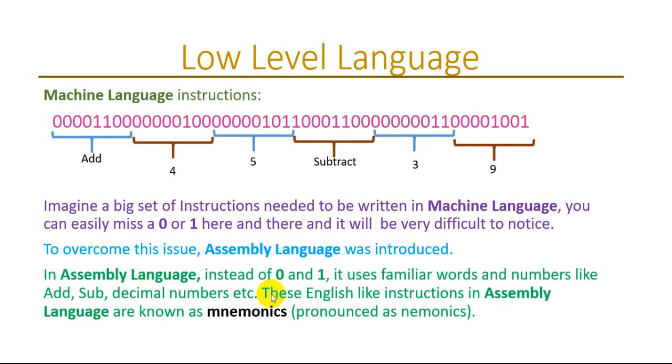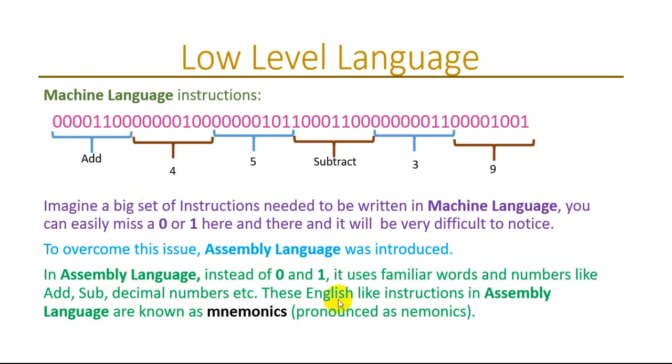In assembly language, instead of zeros and ones, it uses familiar words and numbers like add, sub to subtract, and decimal numbers like 4 and 5, because in machine language you don't use 4 and 5, you just use the binary version of that. So in assembly language, you will be allowed to use the commonly known decimal number system, and words like add and subtract, instead of having to write all this.